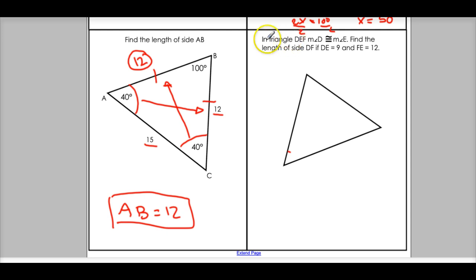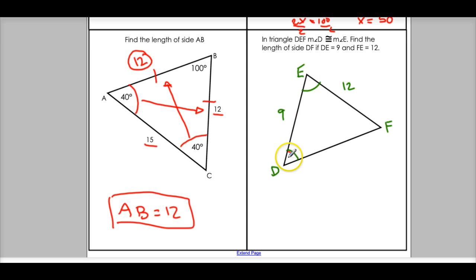Okay. Final question. In triangle DEF, the measure of angle D is congruent to the measure of angle E. Well, they didn't label this for us, so let's write it out ourselves. We got D, E, and F. Find the length of side DF, if DE is equal to 9, and FE is equal to 12. DE is here, that's 9, FE is 12, and also we know D is congruent to E.